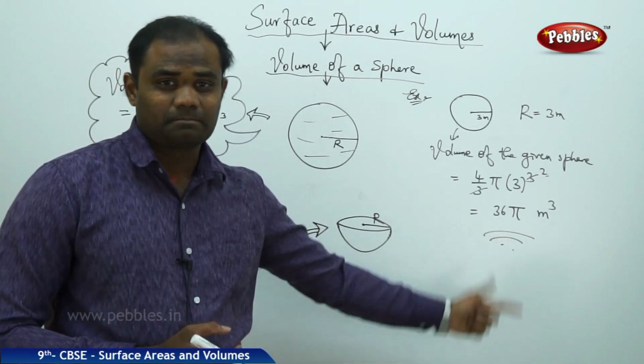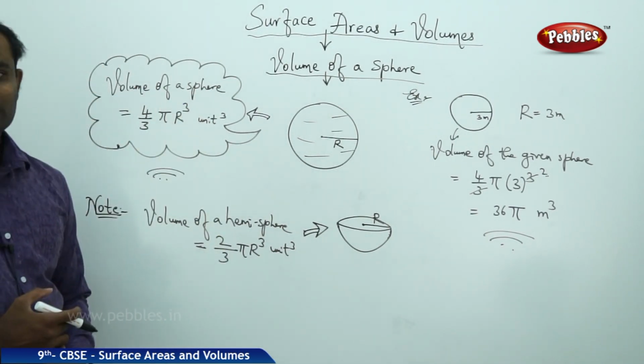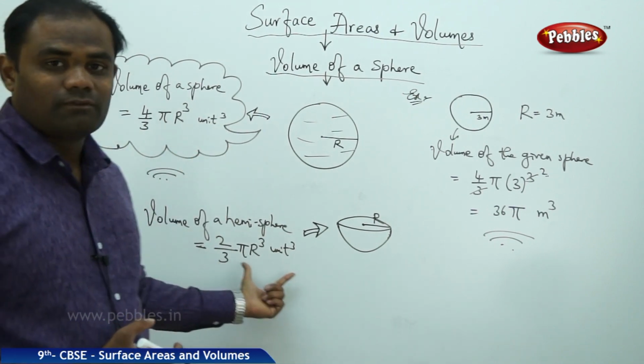Answer in terms of pi, using the formula 4/3 pi r cube. Volume of sphere and volume of hemisphere.